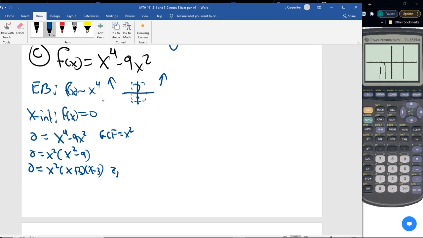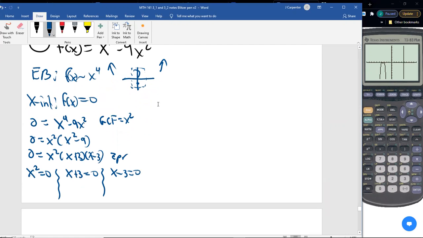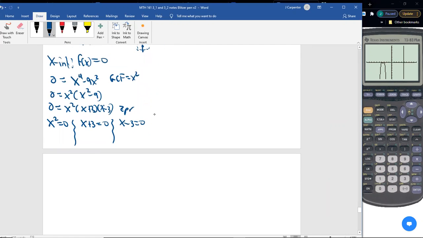And then we zero product rule this. So we go x squared equals 0, x plus 3 equals 0, and x minus 3 equals 0. I'll just use the page below. I've done that before.